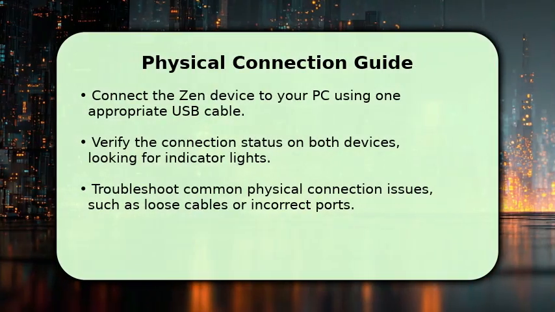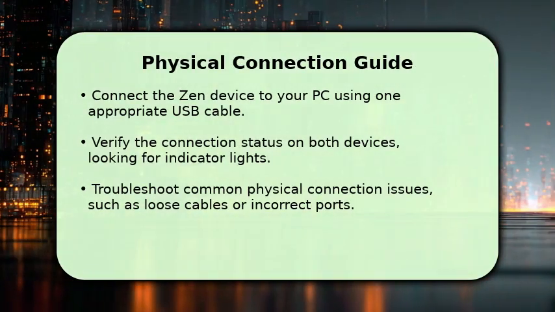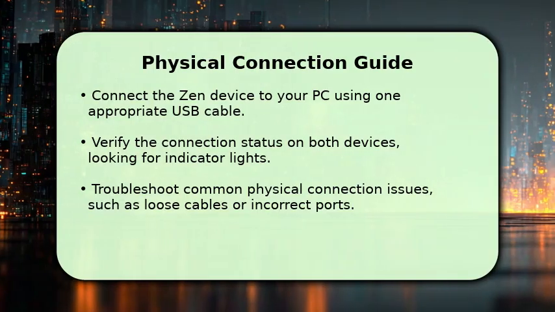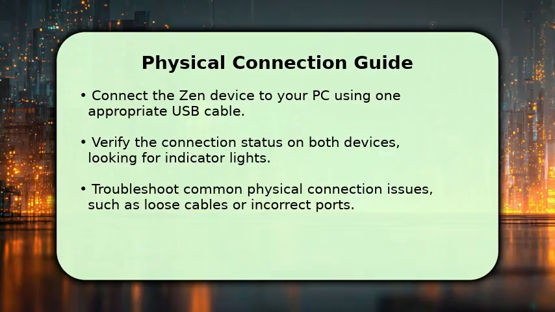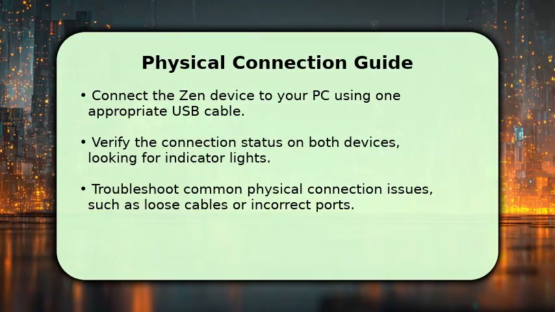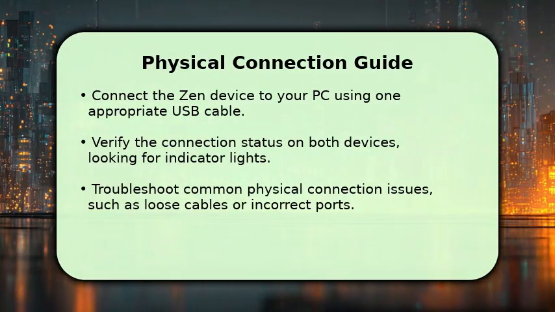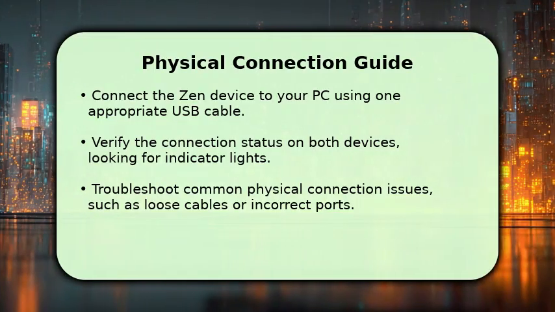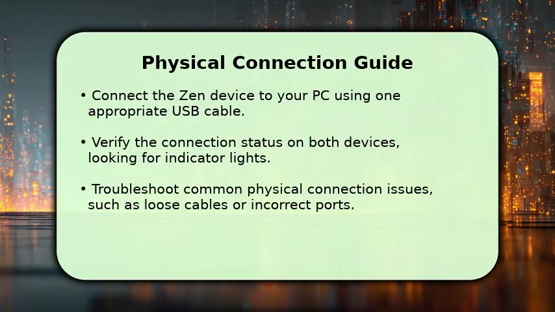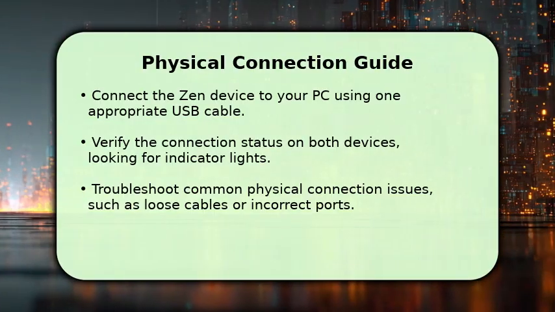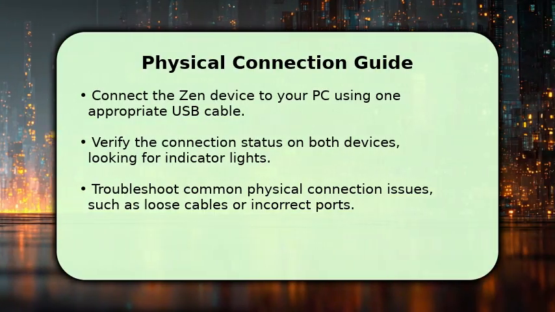With your software ready, physically connect your Zen device to a free USB port on your PC using the appropriate cable. You should see an indicator light on the Zen, confirming power and connection. On your computer, a notification might appear, indicating a new device. If not, check your device manager. Ensure the cable is securely plugged into both ends to avoid intermittent issues.